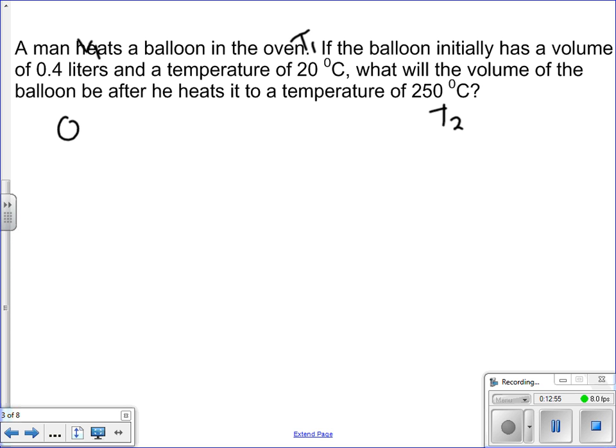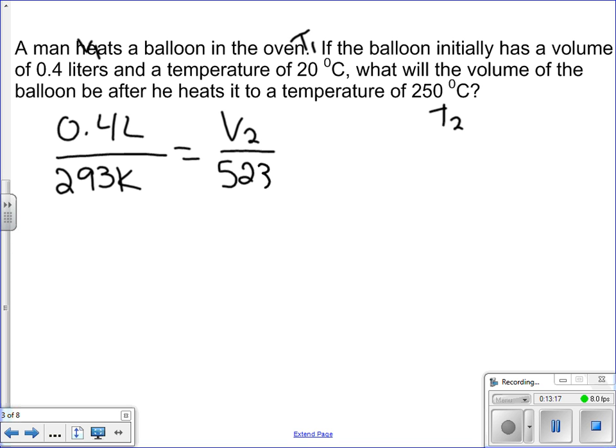All right, so 0.4 liters. So then we need to add 20 degrees Celsius to 273, which gives us 293 Kelvin. We are trying to solve for V2. And then our T2, 250 plus 273 gives us 523 K. So if our temperature is increasing here, then our volume should also increase. So we should get an answer that's above 0.4.